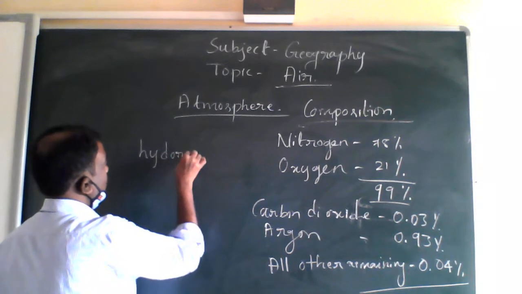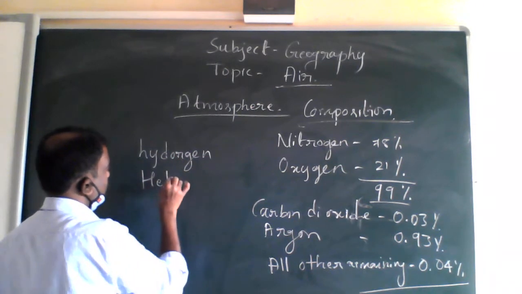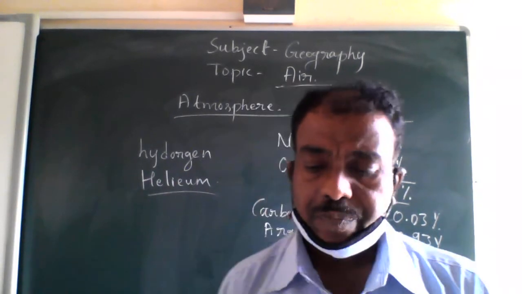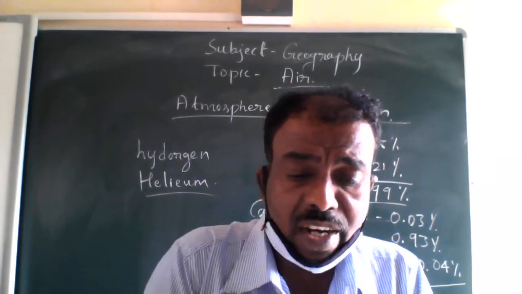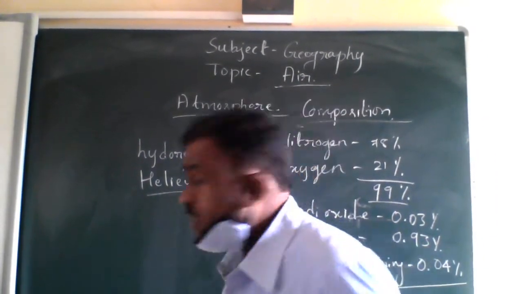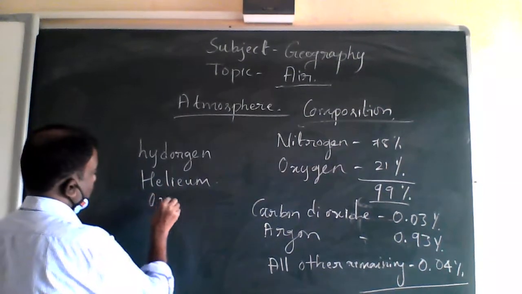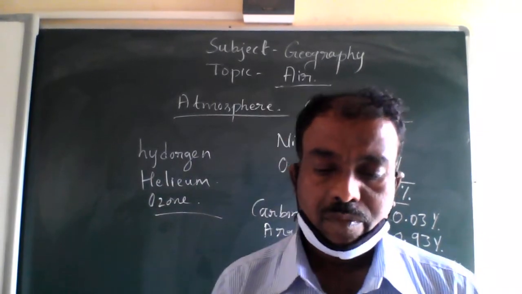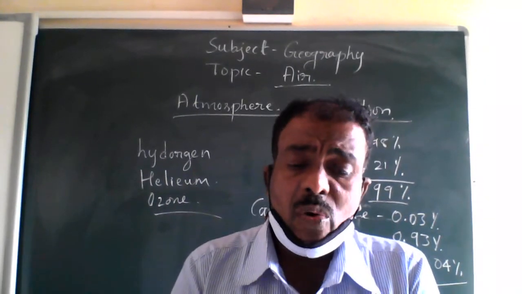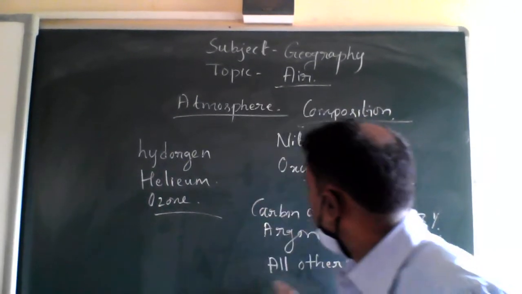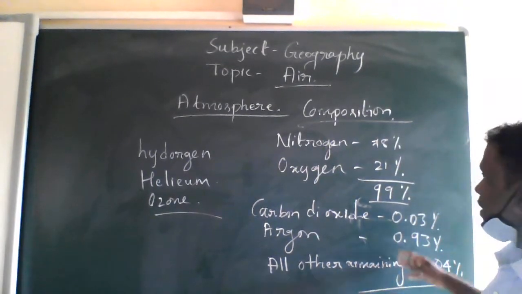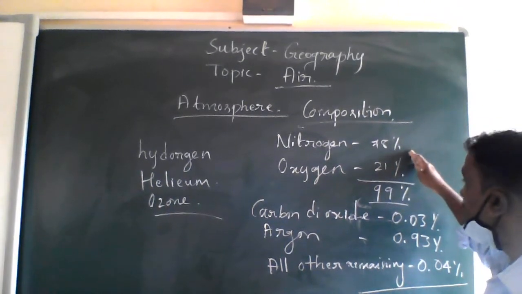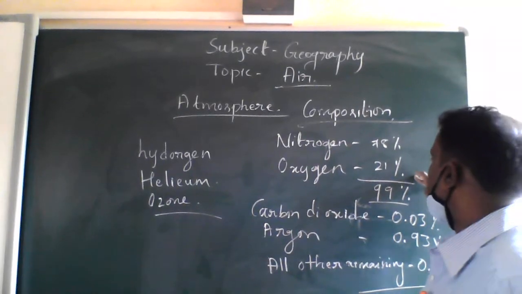Hydrogen, helium. See, this helium and hydrogen and also ozone. These are the remaining. So actually, these are found in lesser quantities. That we all know that the major amount of the gases is nitrogen, and the second one is oxygen.